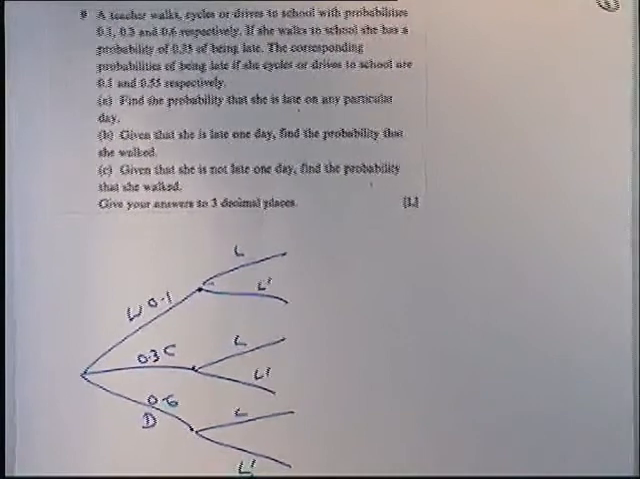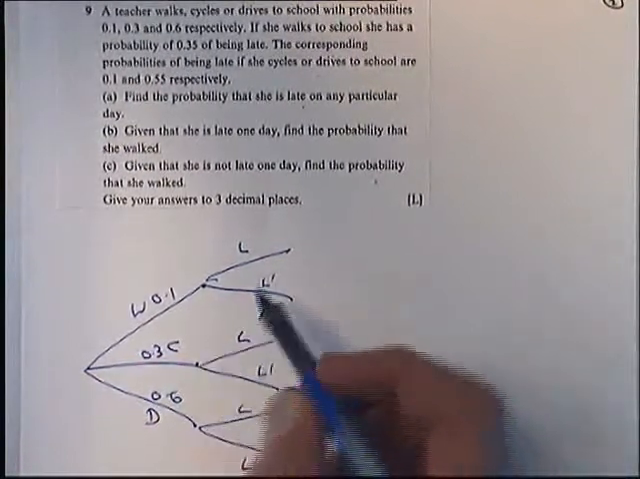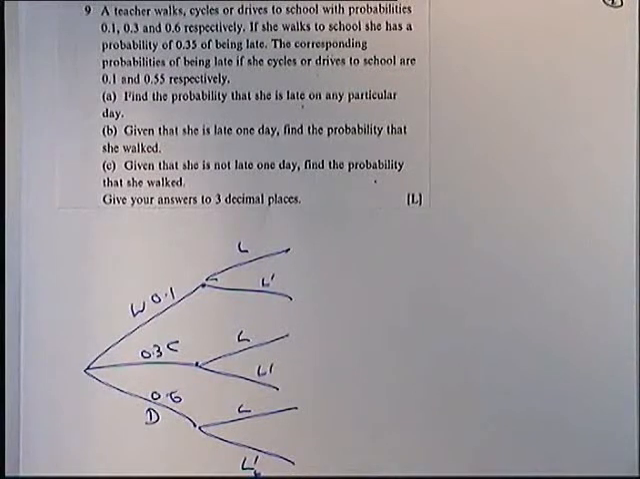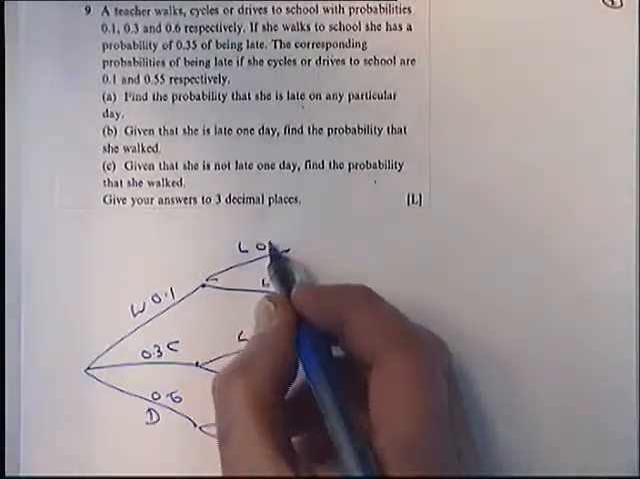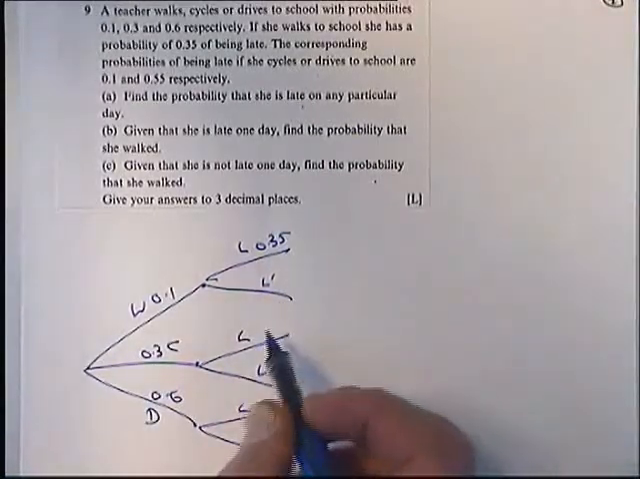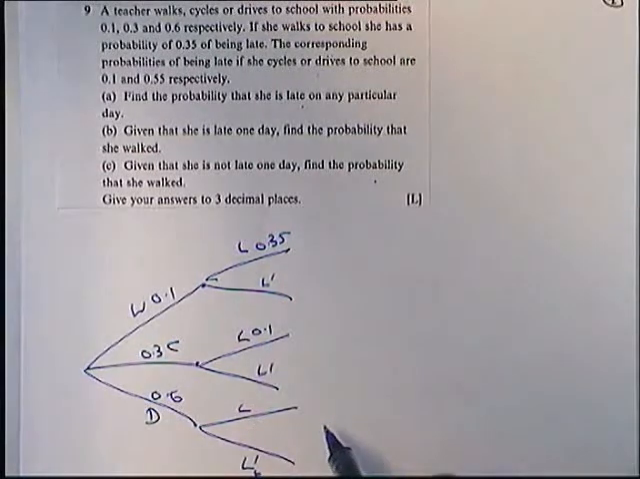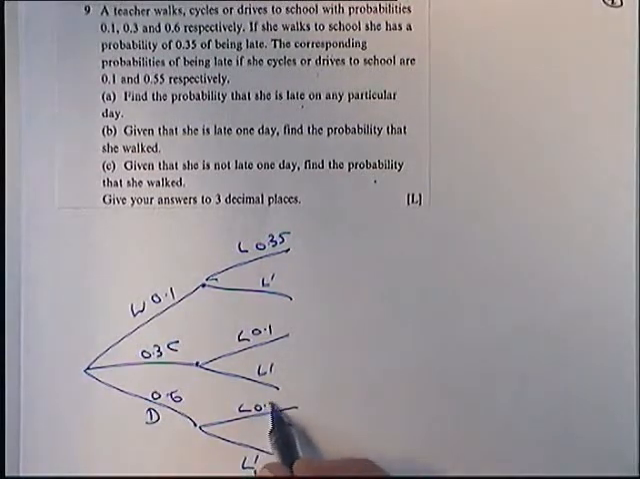When you're doing tree diagrams, give yourself enough space to put all the numbers on, because as you get over to the right, you get more and more arms. So, the probability of being late, if she walks, is 0.35. If she cycles, 0.1. And if she drives, 0.55.